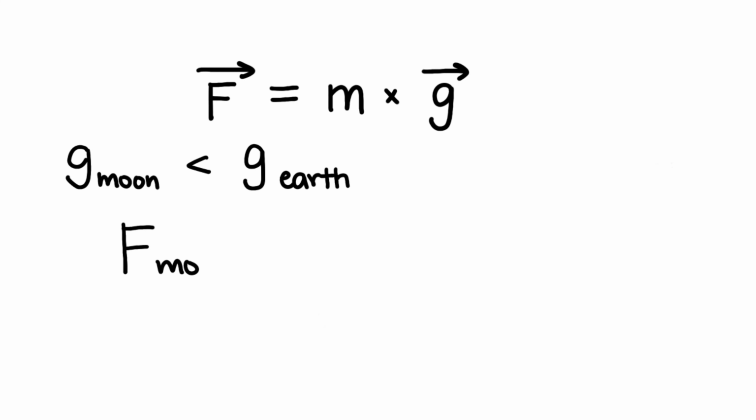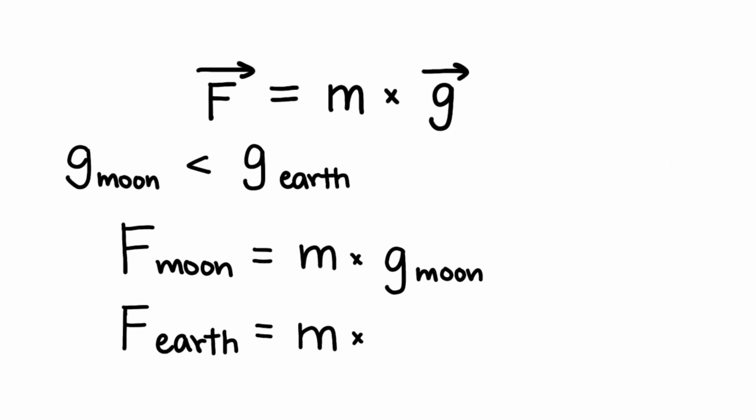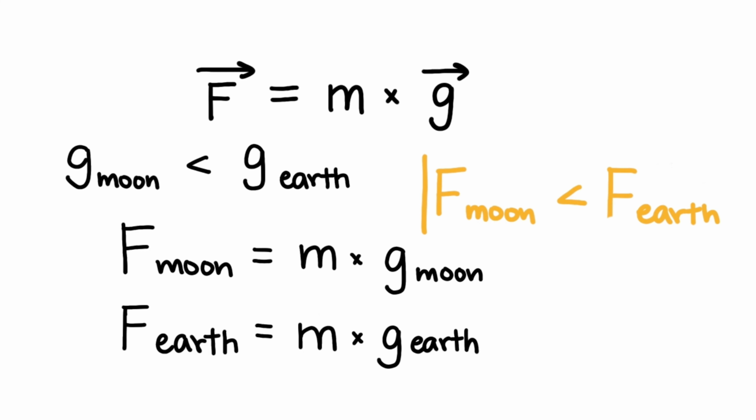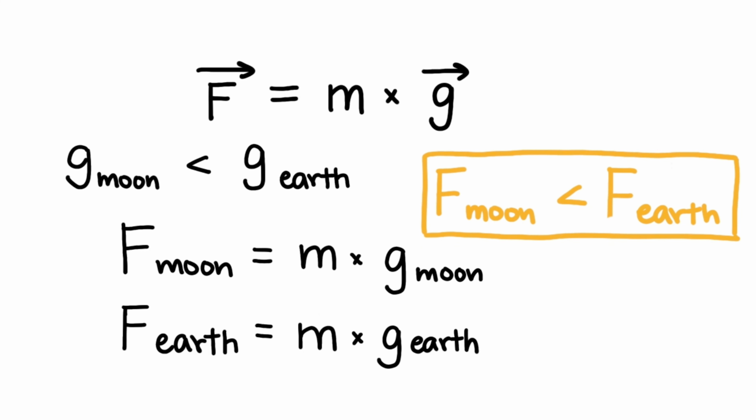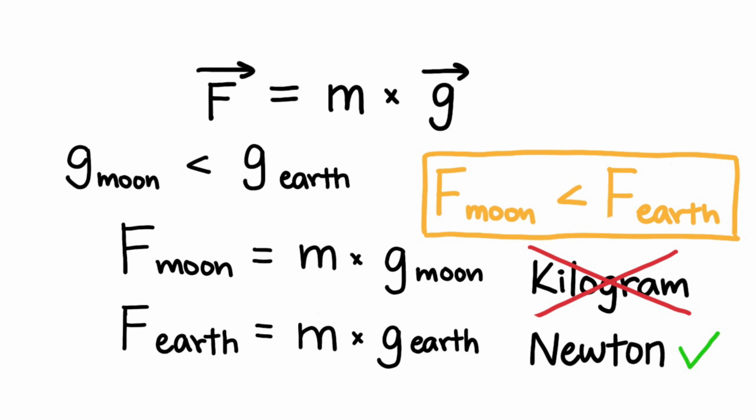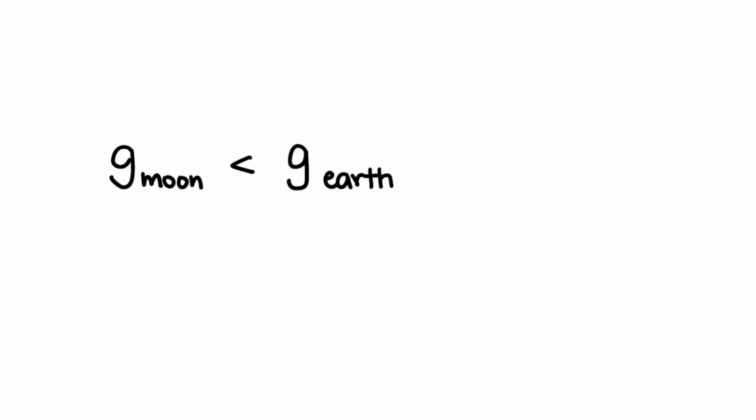As we all know, g moon is smaller than g earth, and m of the apple remains the same. F moon must be less than F earth. This is the reason why the scale on the moon reads a lower value than that on the earth. And to add on, I think these units should be in newtons, not kilograms, where we are measuring the gravitational force of the apple. Wait, let's look back.